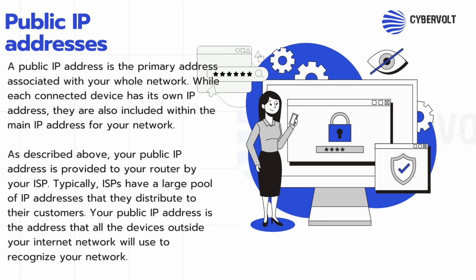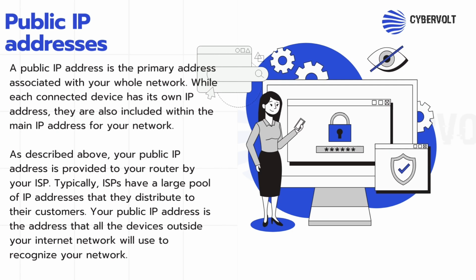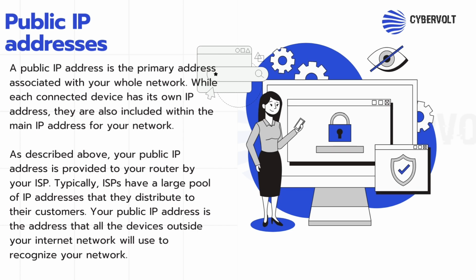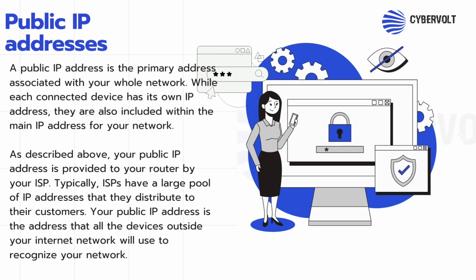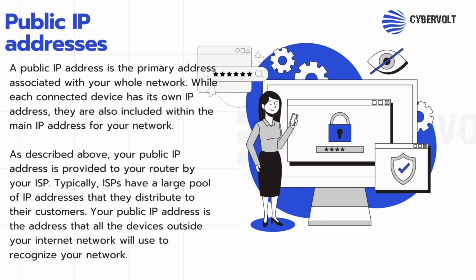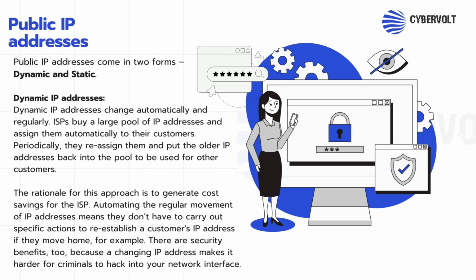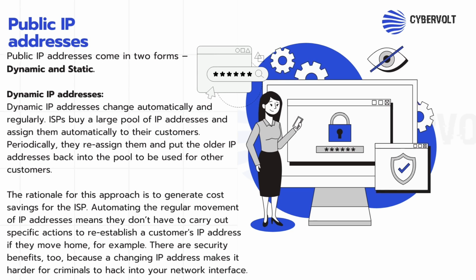Public IP addresses. A public IP address is the primary address associated with your whole network. While each connected device has its own IP address, they are also included within the main IP address for your network. As described above, your public IP address is provided to your router by your ISP. Typically, ISPs have a large pool of IP addresses that they distribute to their customers. Your public IP address is the address that all the devices outside your internet network will use to recognize your network. Public IP addresses come in two forms, dynamic and static.